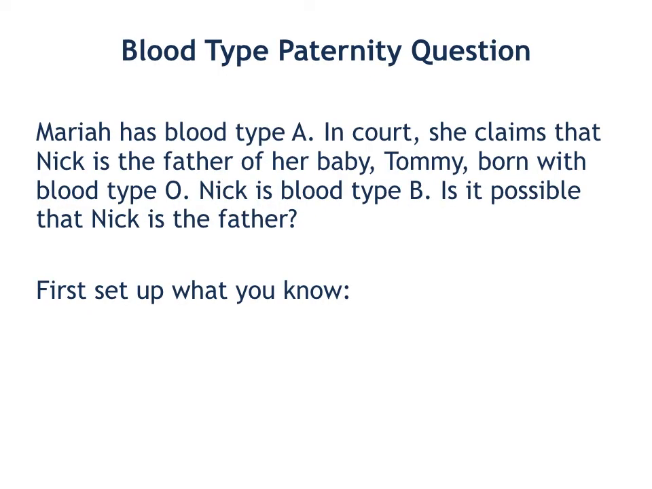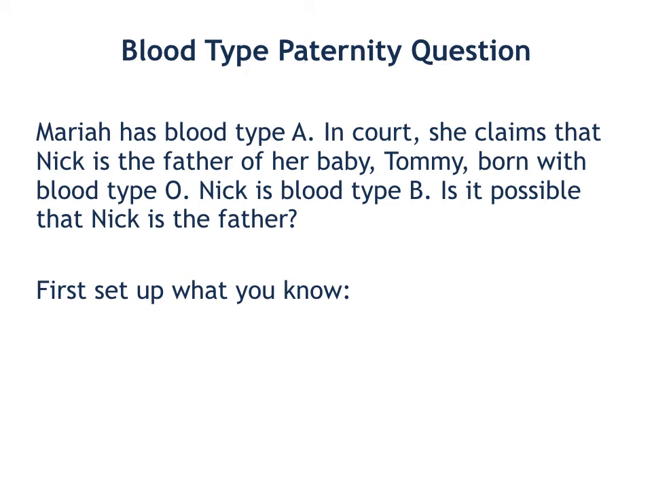You will also have a number of blood type paternity questions. So let's go through one example here. Let's say Mariah has blood type A, and in court she claims that Nick is the father of her baby, Tommy, and Tommy is born with blood type O. Nick is blood type B. Is it possible that Nick is the father of Tommy?